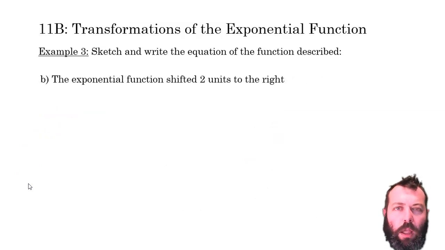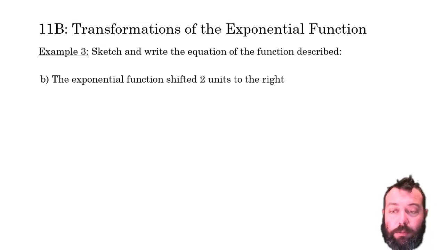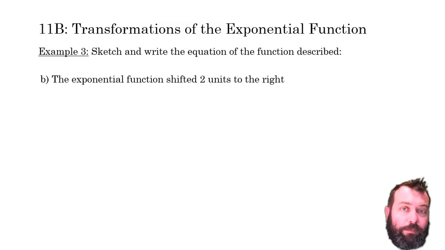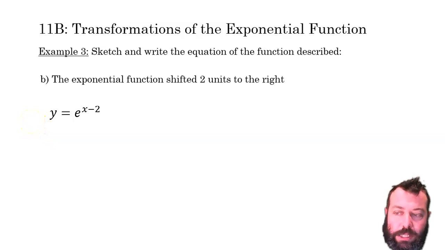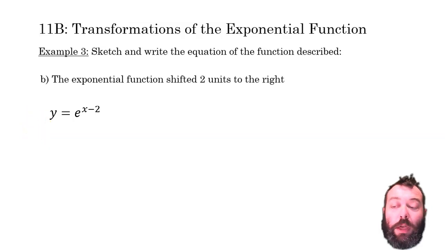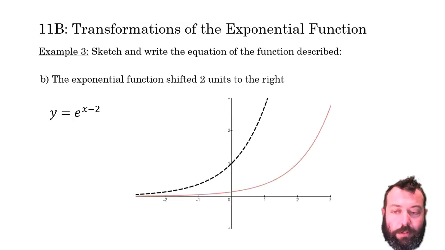Next up, I want to translate this function 2 units to the right. Moving or translating a function left and right means we replace x with x minus 2 in this instance. So I replace x with x minus 2 and end up with this function, y equals e to the power of x minus 2. That will translate the function 2 units to the right.